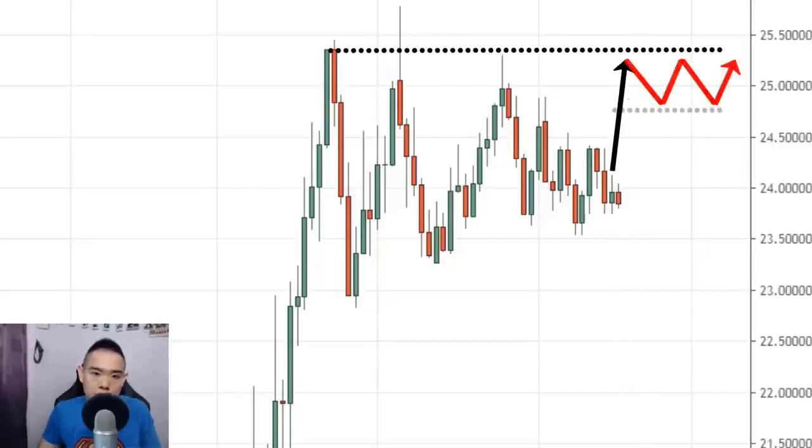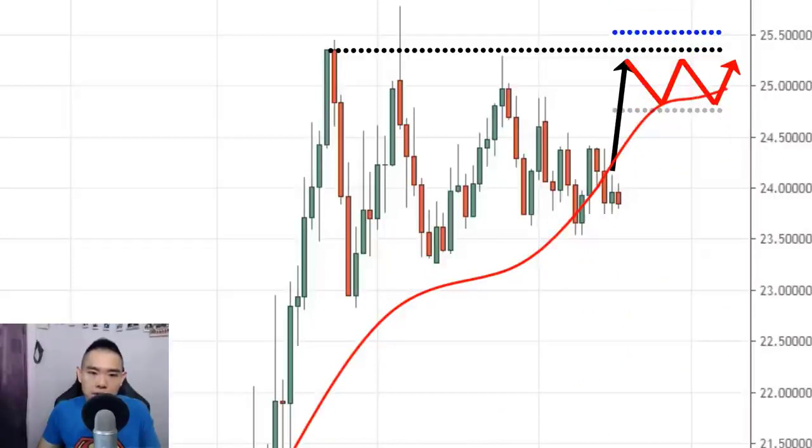And if you pull out your 20 MA, we want to see it support the lows of this build up. And if the price breaks above these highs, or above these highs over here, whichever you want to use as your reference point, you can look to get long. And again, stop loss can just be 1 ATR below this swing low. So that's the first type of attack.